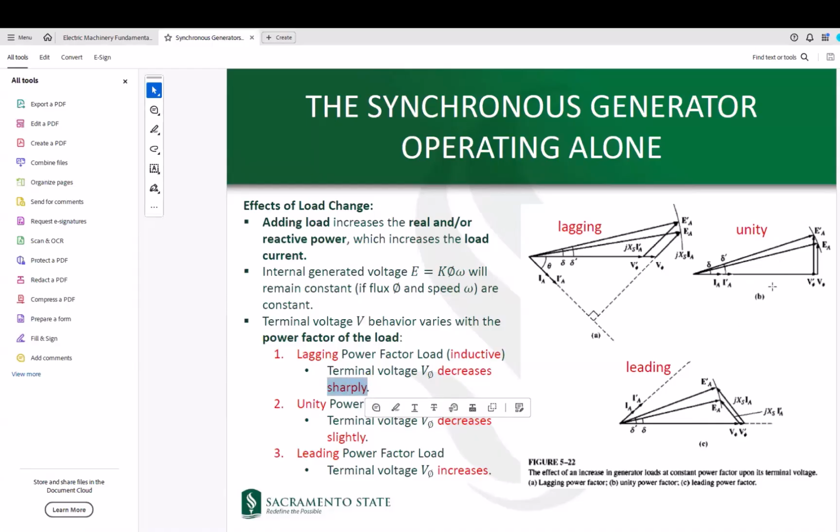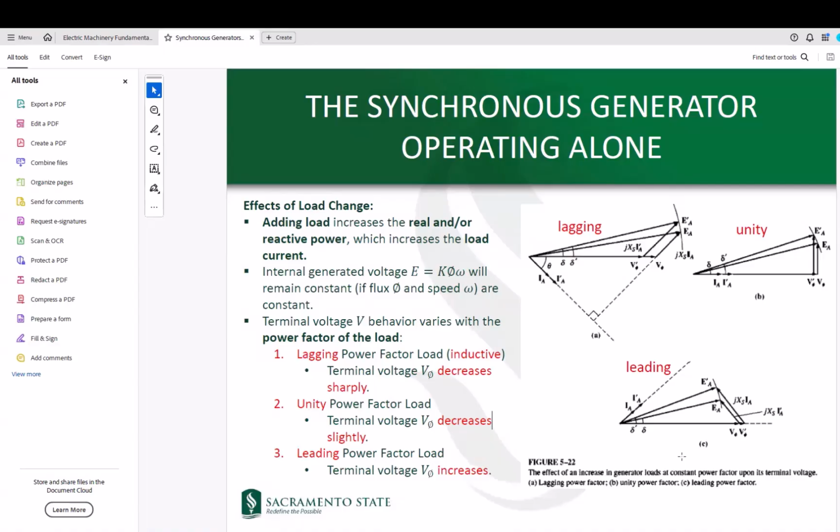All right, so this is a sharp decrease in the voltage. When you have unity power factor, you pretty much have the same effect, except that it's not as sharp as the case for the lagging power factor. So for the unity power factor, you generally are decreasing the voltage on the terminal of the machine, but slightly. Now, under leading power factors, on the contrary, we would be generally increasing the terminal voltage.